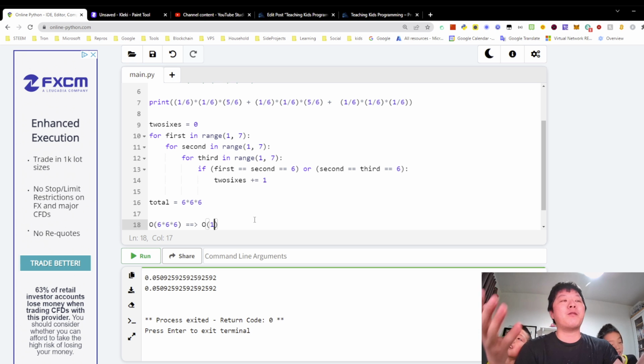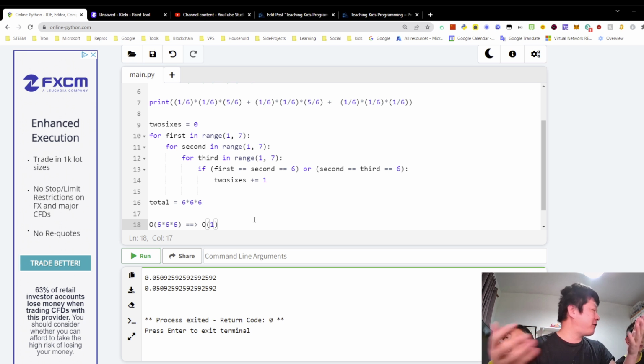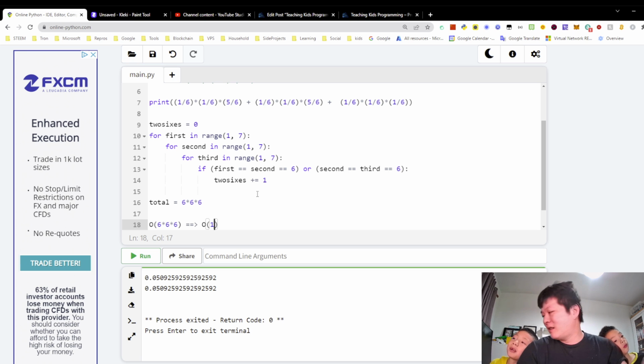Why is that? Because the problem is fixed. We are rolling 3 dice. That's it. You can't scale up, okay? Because it's simple math. We're done.